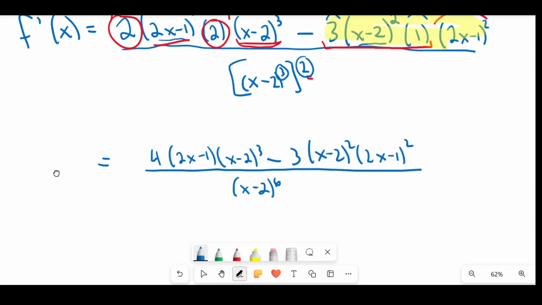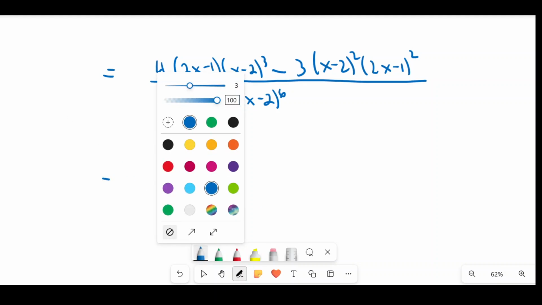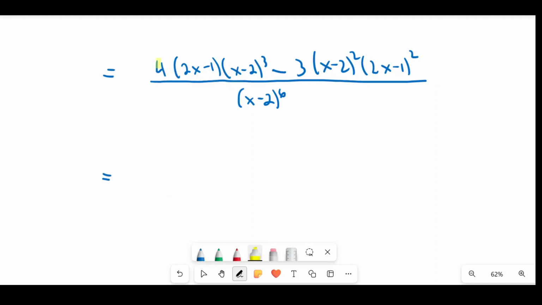So now I'm going to look for common elements that I can common factor in the numerator. So if I look at just the coefficient pieces, there's nothing common between 4 and 3. But obviously this bracket is common, so I'll factor 1 of those.